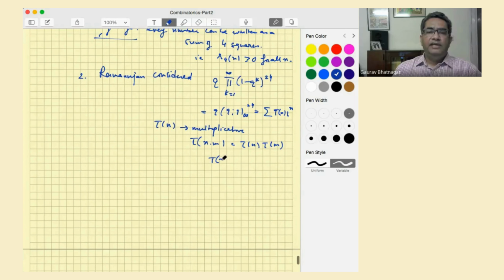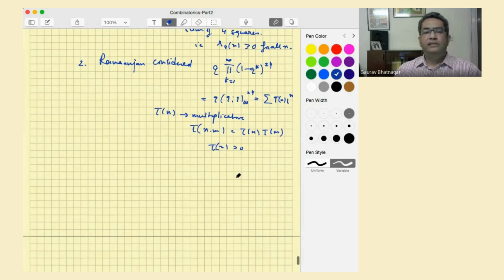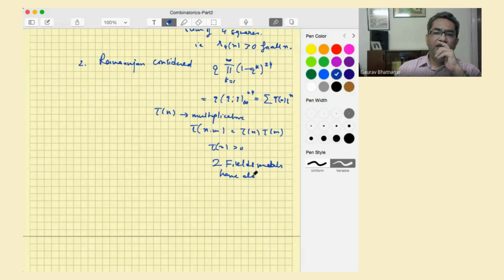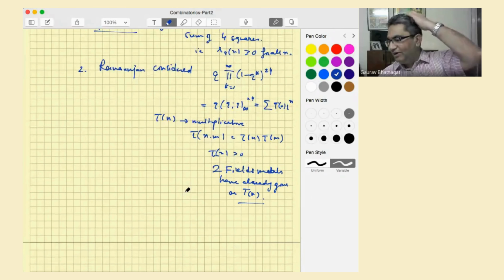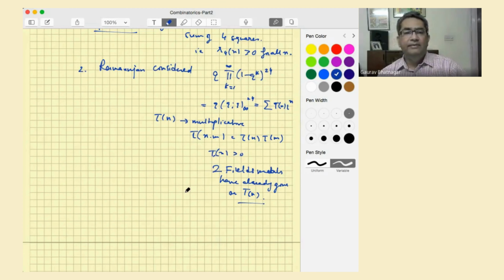And there are many conjectures here. For example, two Fields medals have gone to proving parts of such things on tau of n. So there are some conjectures of Ramanujan which are still open. If you prove them, then I think you'll be very famous. Okay, Simon Singh might write a book about you if you prove it.